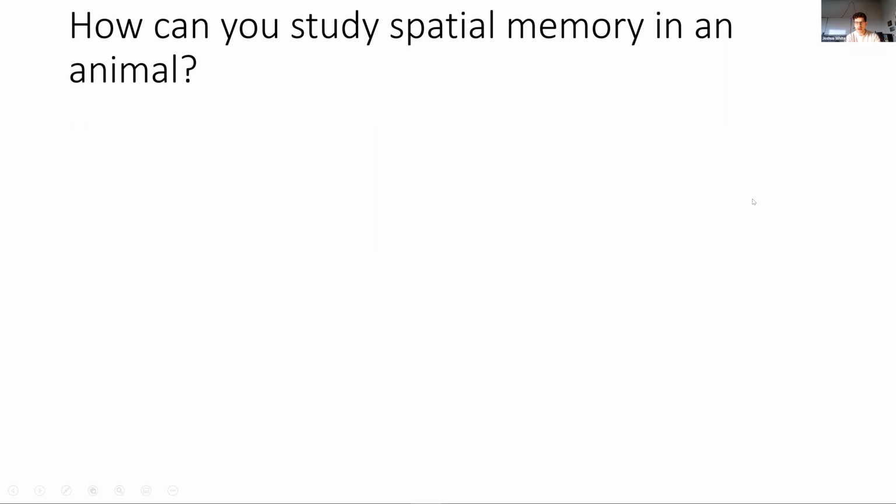Does anyone have any familiarity with what spatial memory would be? And then if you do, with how you might test that in either a human or an animal. Does anyone have any concept of that? What would I mean by spatial memory?